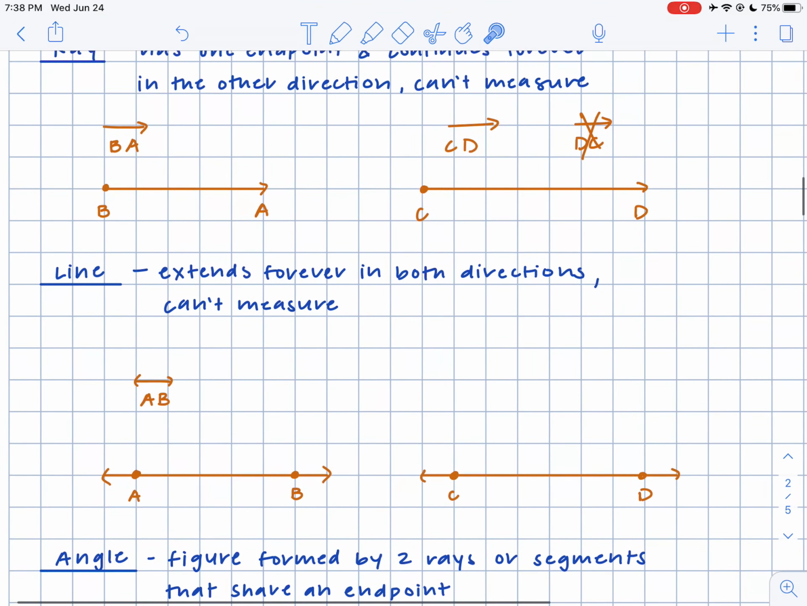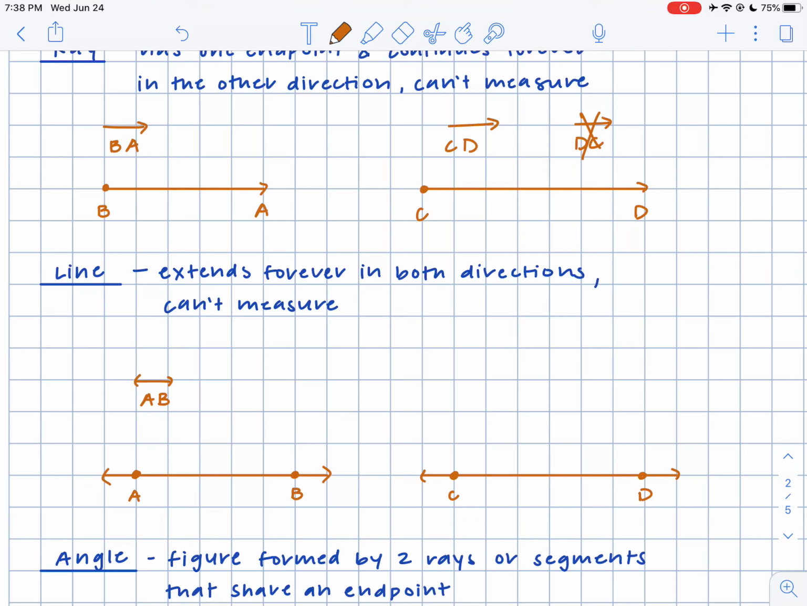Next, a line. A line extends forever in both directions and you cannot measure it. Again, if it's going on forever and ever to infinity, you cannot measure it. So for this, I would say it's similar to a segment, but it just goes on and on forever. And this would go on in both directions. So for this line, you would call it AB. And remember, when you name segments, it's a straight line. But for lines, you have arrows in both directions.